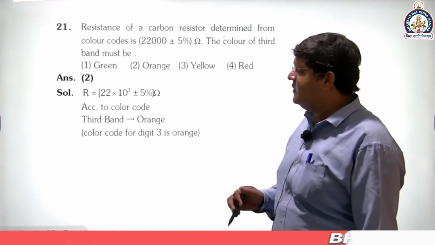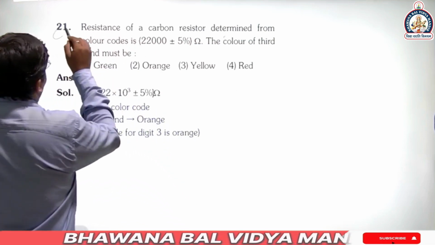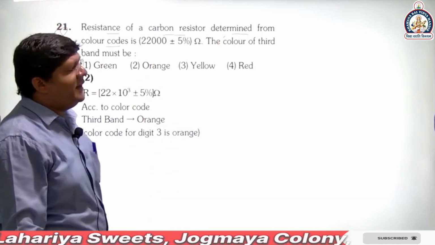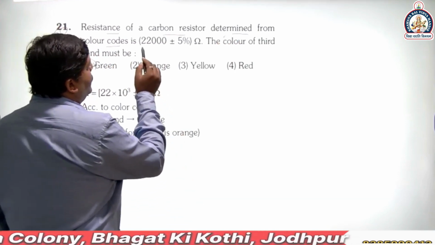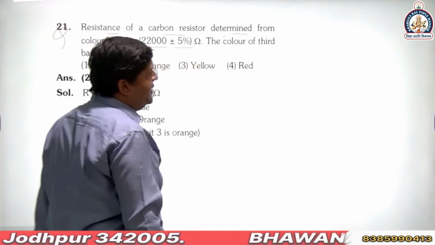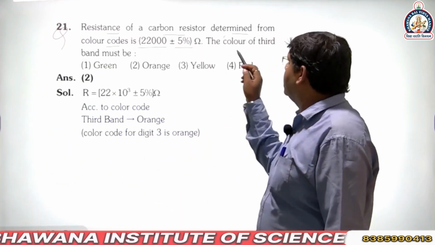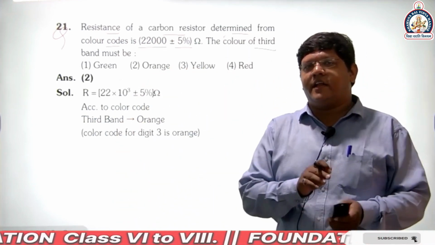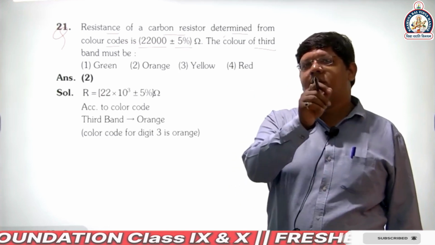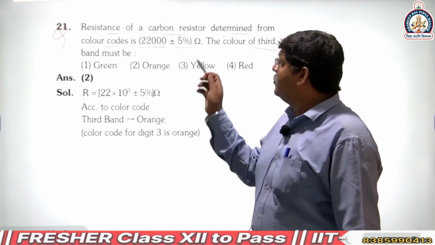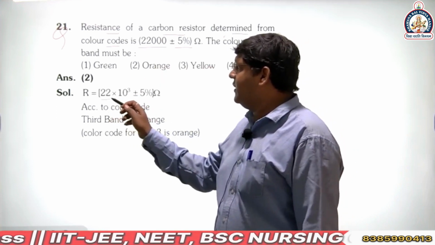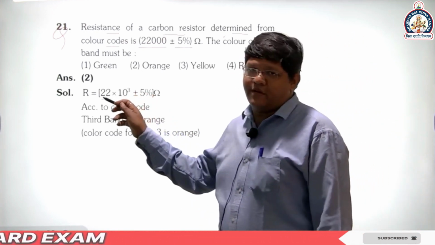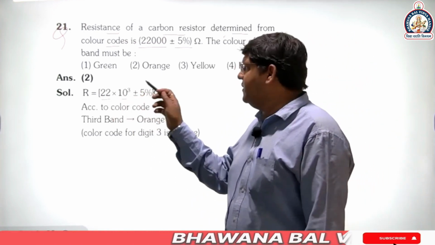Now the next question is related to the carbon resistor. The question says the resistance of a carbon resistor is determined from the color code. We are provided with a color code, that is resistance is 22,000 ohm plus minus 5% tolerance. The question is about the color of the third band. For this we have to just recall the numeric series and table which is the relation of color with number. By relating, 22,000 can be written as 22 into 10 raised to power 3 plus minus 5%.